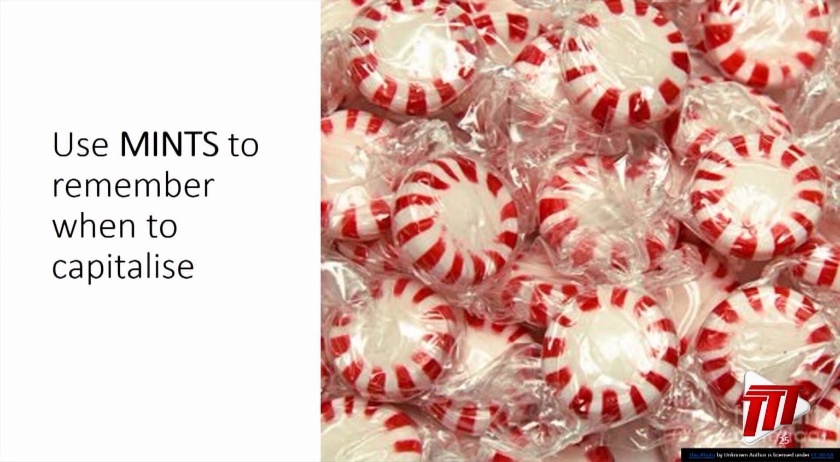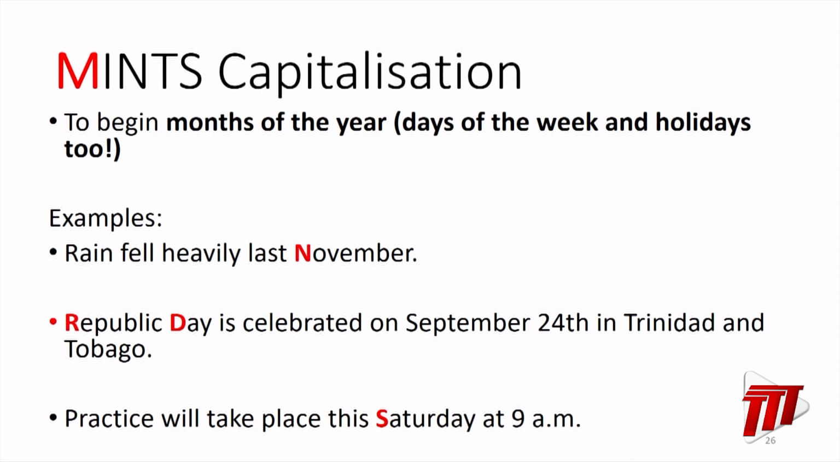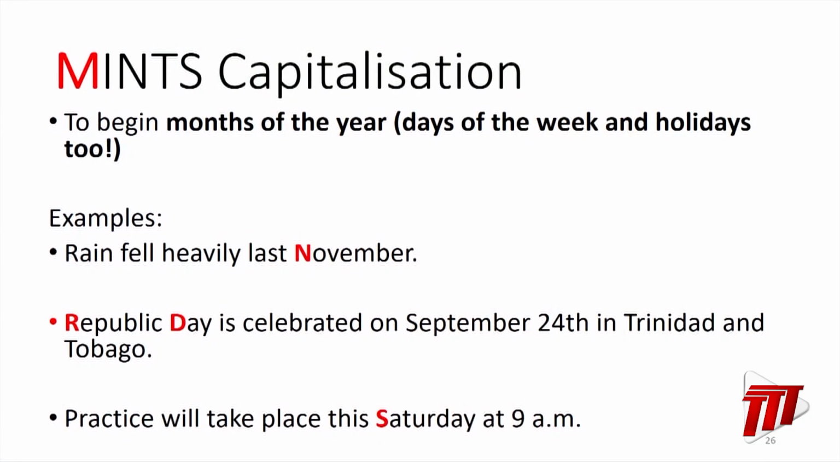Let's see. M: to begin months of the year, days of the week, and holidays too. That's what the M stands for. Months of the year, holidays, days of the week as well. So, for example, rain fell heavily last November. As we know, November is the name of a month, so we must begin with a capital letter. Republic Day is celebrated on September 24th in Trinidad and Tobago. Republic Day is the name of a national holiday, so we must put it in capital letters.